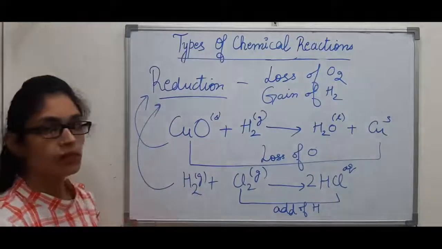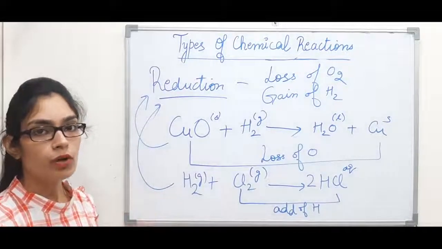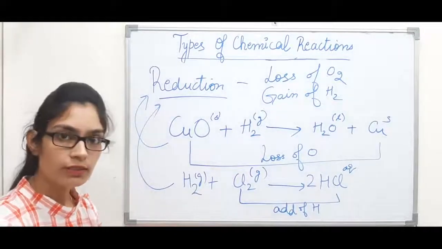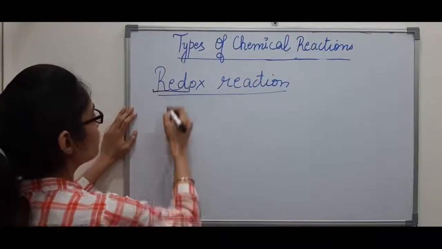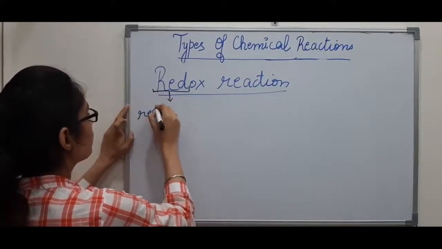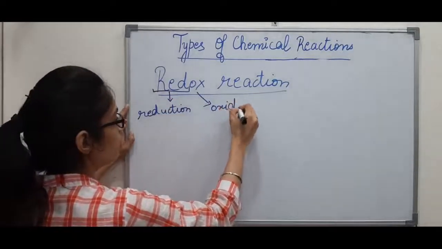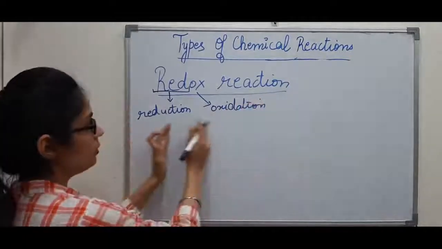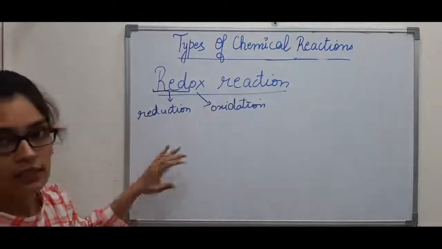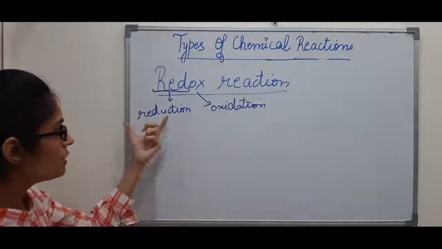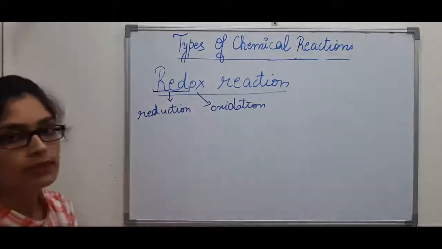Now since we have understood the meaning of oxidation and reduction, let's try to understand the meaning of redox reaction. Redox means where both oxidation and reduction are taking place: red means reduction, ox means oxidation. So such a reaction in which both reduction and oxidation are taking place. The meaning of reduction and oxidation we have just discussed.